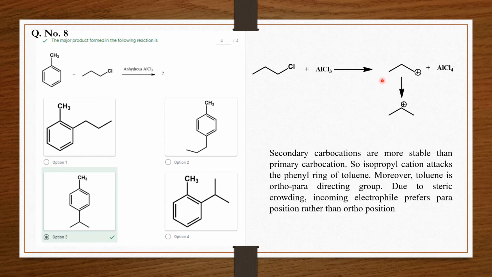If N-propyl carbocation directly attacks the toluene ring, we will end up with the N-propyl derivative, but this N-propyl carbocation is a primary carbocation which readily rearranges into the stable secondary carbocation, that is isopropyl cation. Compared to these two, the stability of the secondary carbocation is more, so the attack of isopropyl cation on the phenyl ring will take place. And since toluene's methyl is an ortho-para directing group, the isopropyl group has two choices, either ortho or para. But in the ortho position, due to high steric hindrance, the isopropyl group prefers the para position, and hence option 3, the para substituted product, is the major product in this case.